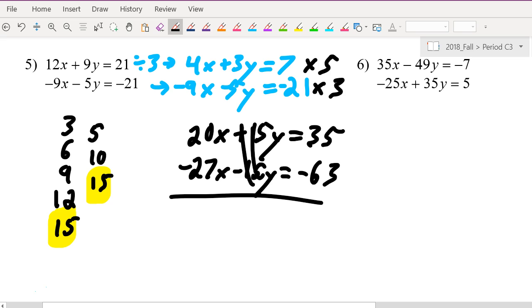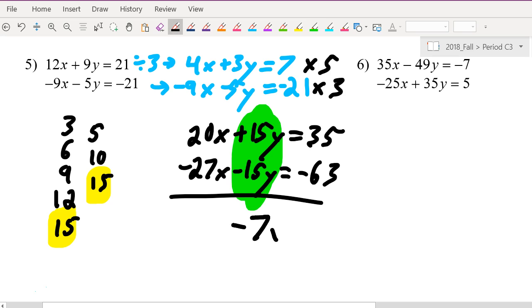All right, so these 15s are going to cancel. Eliminate. Why am I saying cancel? Eliminate. That's the better word. It's the same word. Negative 7x equals negative something. Negative 28? Yeah.